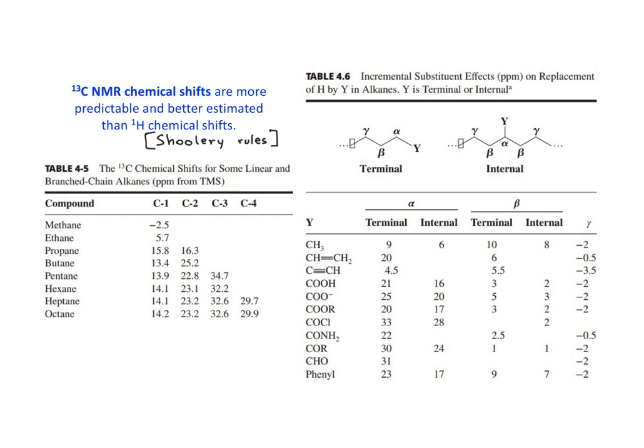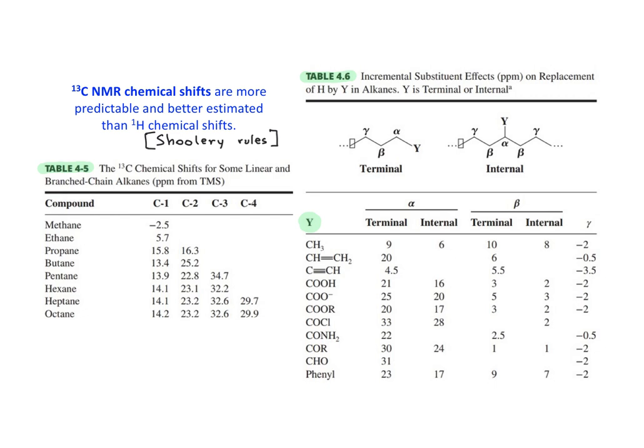I've shown portions of a few tables from the textbook. Table 4.5, of which I've shown just a portion, shows baseline chemical shifts for alkanes, and I've simply chosen the first 8 linear chain alkanes. Table 4.6 then shows how we can adjust these base values with a large number of substituent effects.